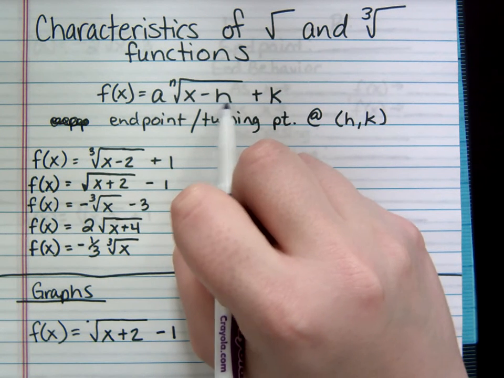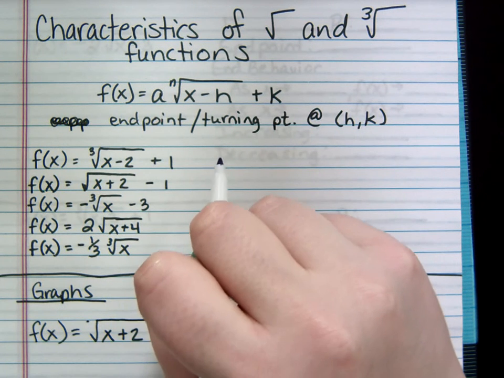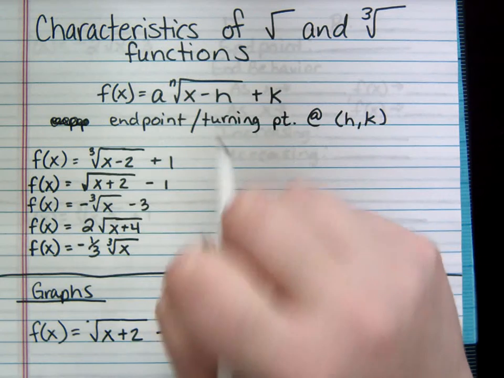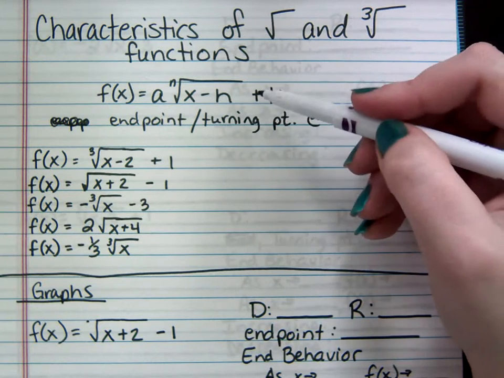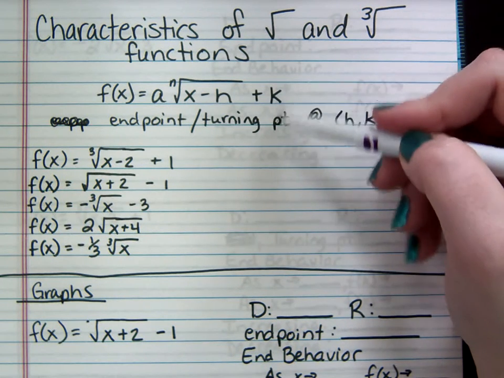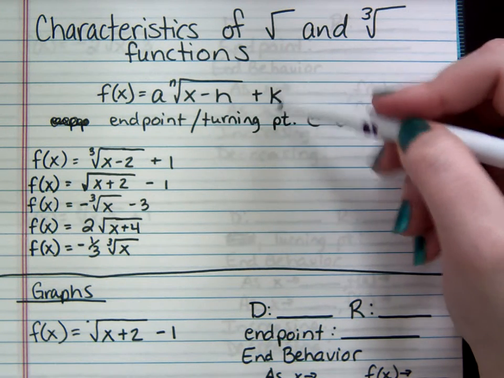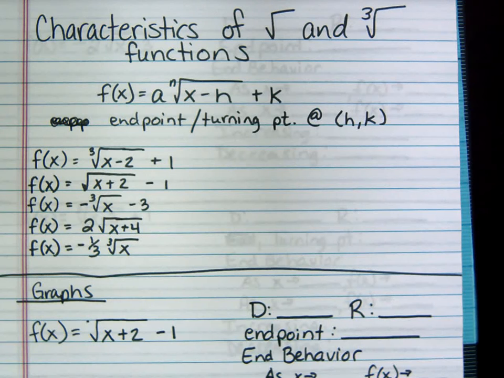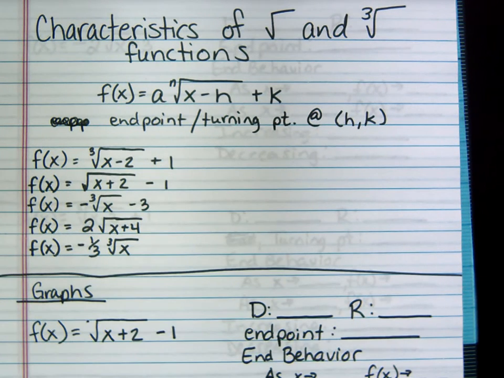The h is your horizontal shift. If you have x plus a number, it means it's moving left that number. If you have x minus a number, it'll move right that many. And then plus k, k is your vertical shift, up and down, so if you add a number, it moves up that many. If it's subtracting a number, you move it down that many. And you can look at this form and tell what your turning point or endpoint is by looking at your h and k value. Now, endpoint is when it's a square root function. Turning point will be for a cube root function.